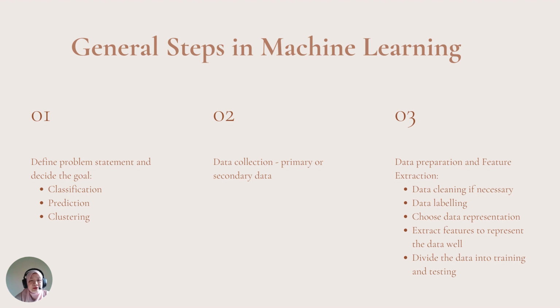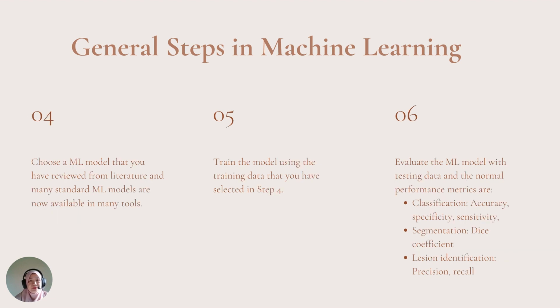Then we choose the data representation. It depends. If you are working with machine learning, you need to extract the features to represent the data well. If you are using deep learning, you just make sure that the image you want to fit into the model is of good quality. Then we divide the data into training and testing. The normal rule is 70% for training and 30% for testing.